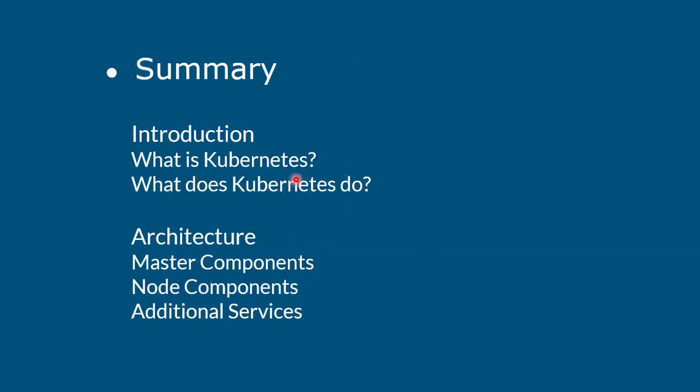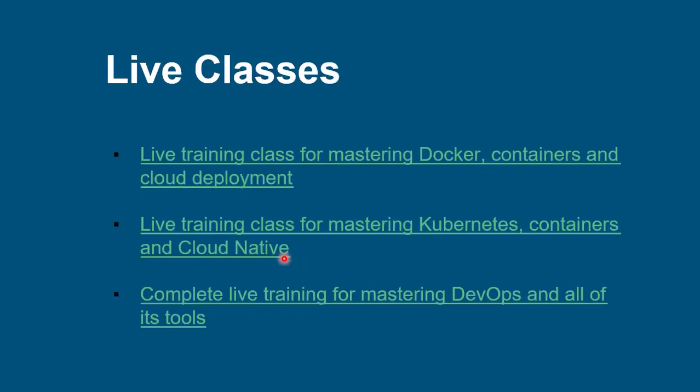So in summary, we had our introduction and we discussed Kubernetes, what it is and what it does. And we discussed the architecture. We talked about the master node, the worker nodes, and the additional services.